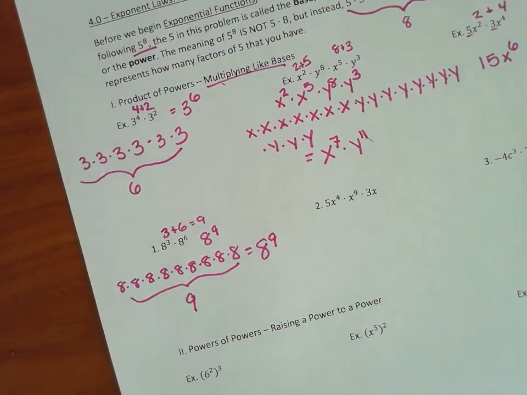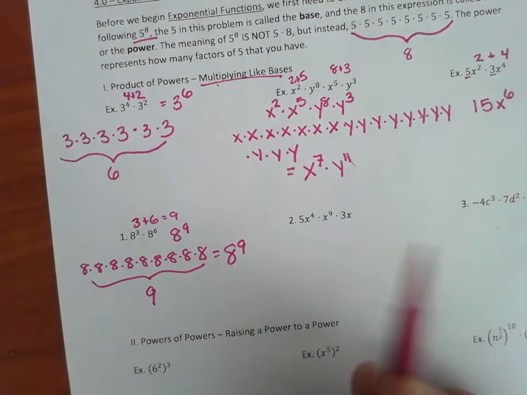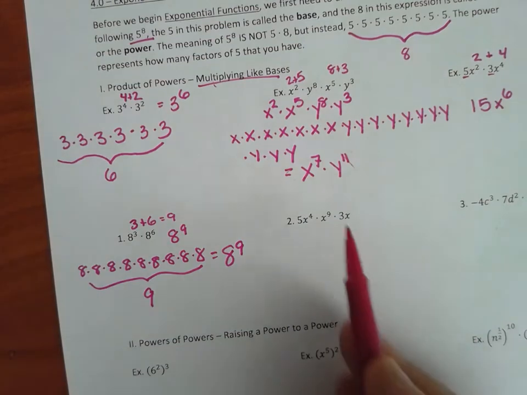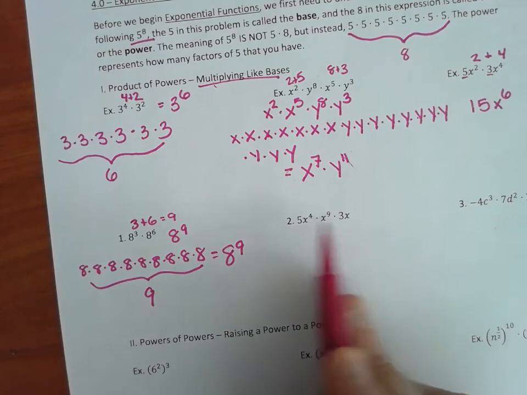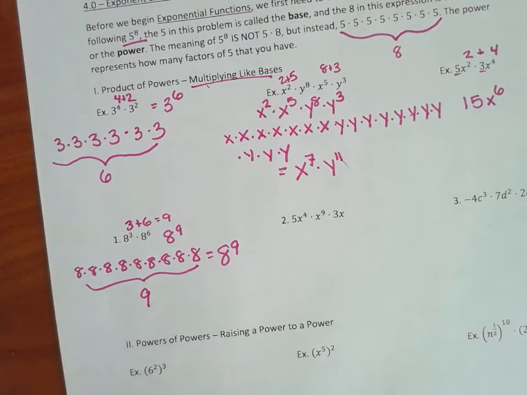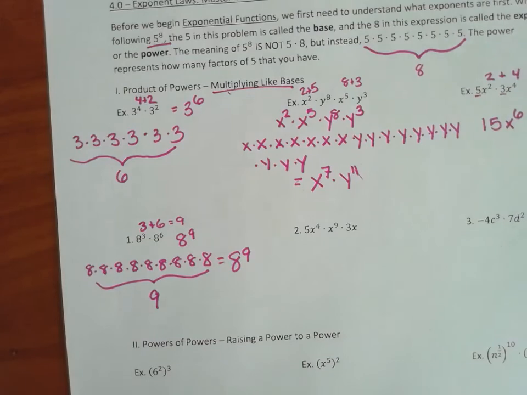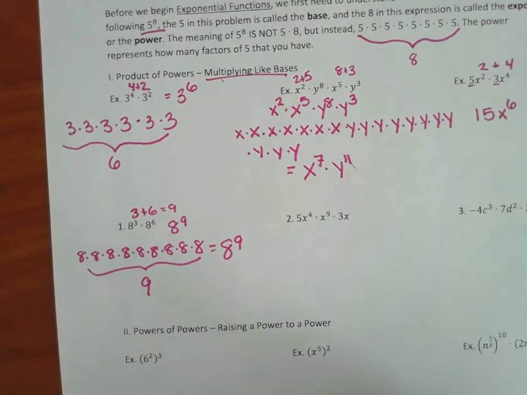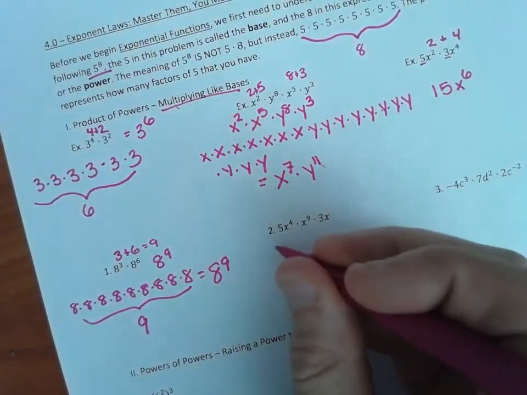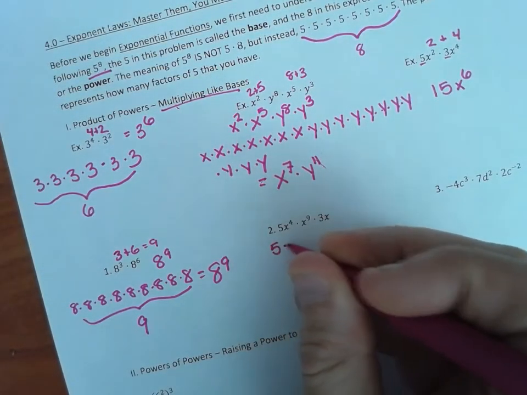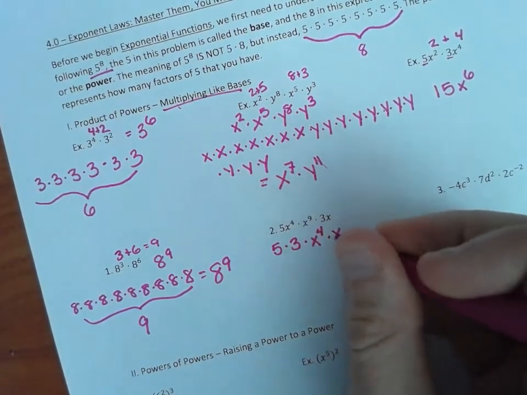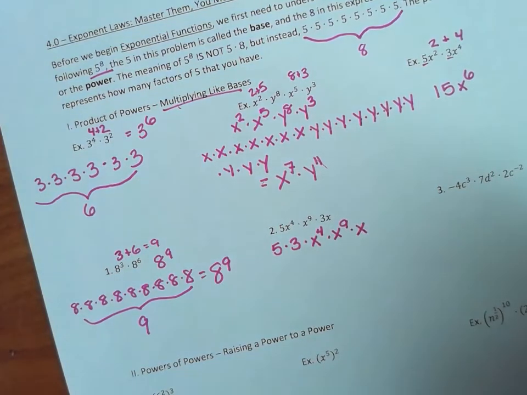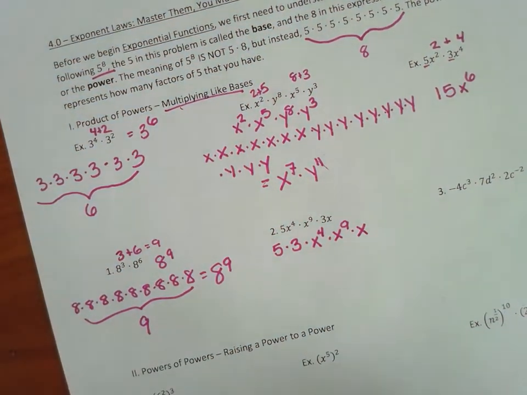Number 2, I have 3 terms I have to multiply together. If I take a look, I have 2 coefficients, and then I have 3 variables. All the variables are the same. All my bases are the same. One thing that could help you out with this is, since this is all multiplication, you can rearrange things how you like to put things next to each other. For example, if I wanted to, I could put the 5 and the 3 next to each other. Then I can put the x to the 4th, x to the 9th, and x. This way, I know I'm multiplying 5 times 3.